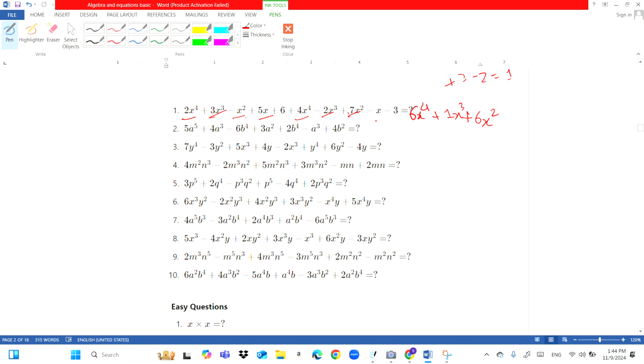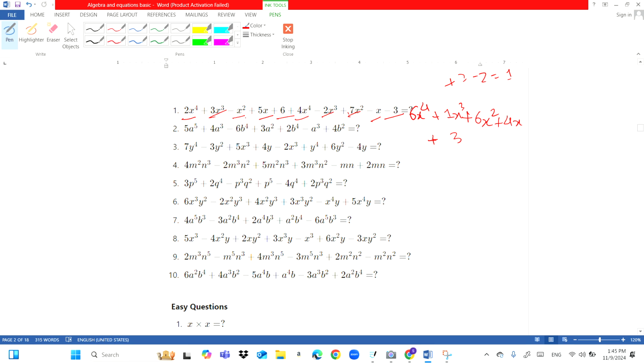So 5 minus 1 is 4. Therefore, I'm going to write 4x. And then what else is left? It's the 6 minus 3. I can't write here, so 6 minus 3 is plus 3. And there we go. We have the answer of this one, that is 6x power 4 plus 1x cube plus 6x square plus 4x plus 3.